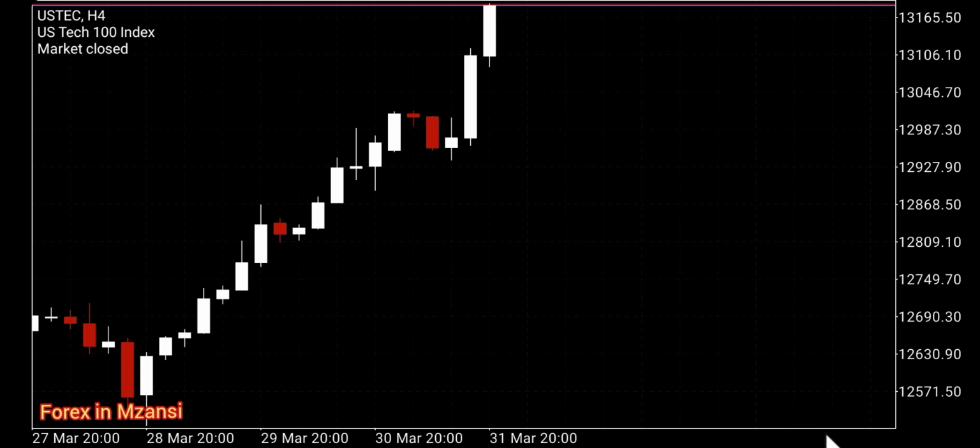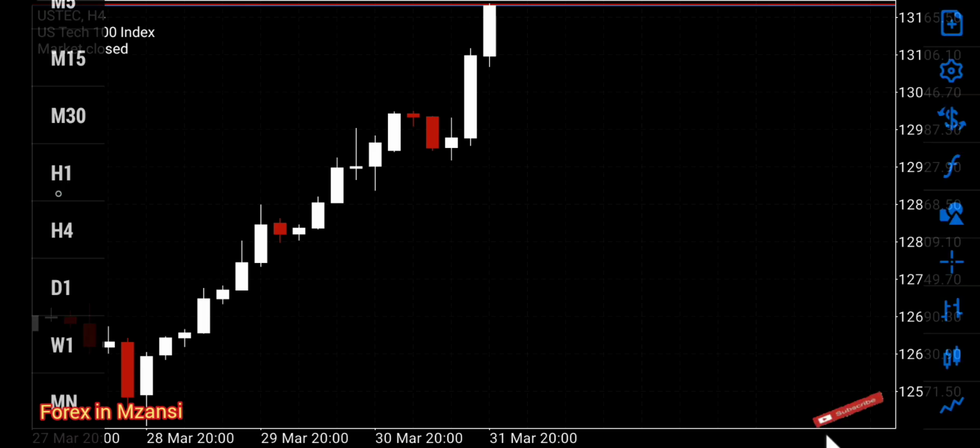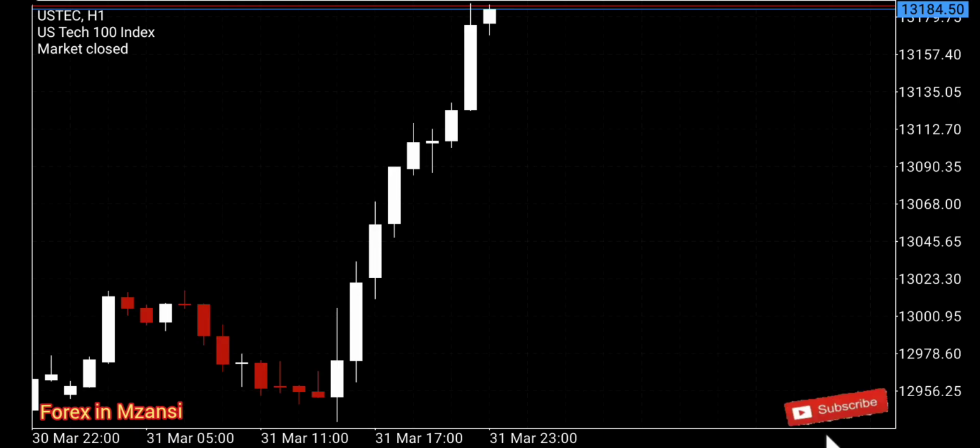But if you don't get confirmation to go to the downside, there is no trade. You're not going to trade because the trend is going up. You can only trade in the opposite direction when you get confirmation to do that. So let's see what we have on H1.